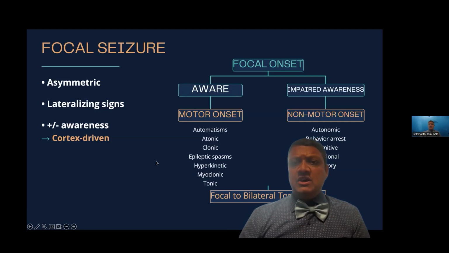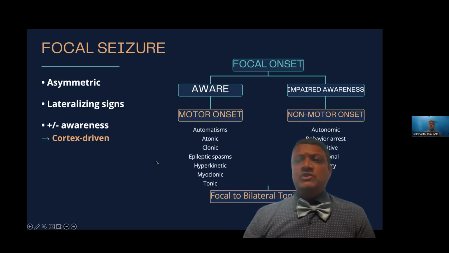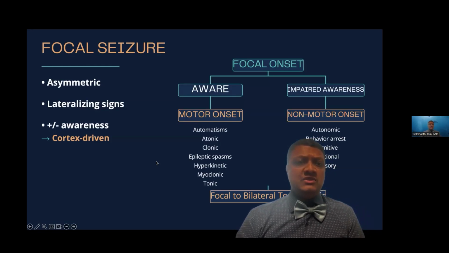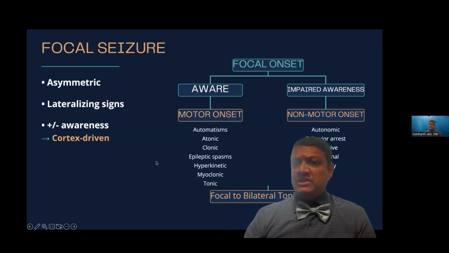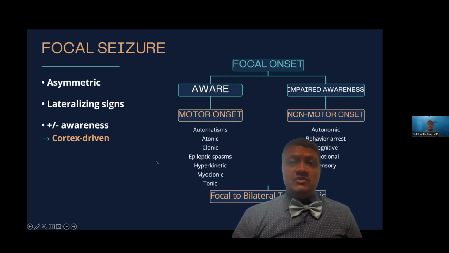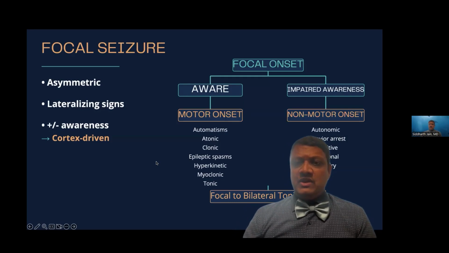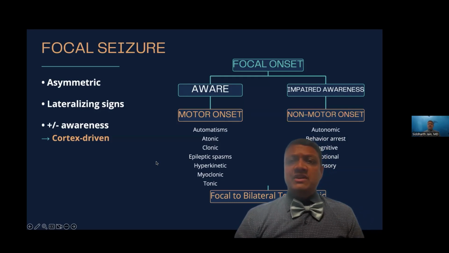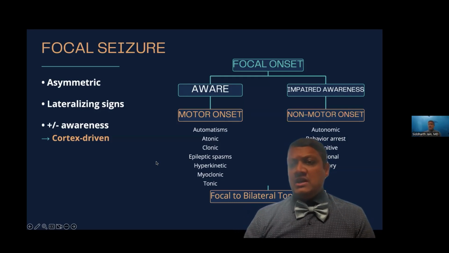As we discussed, focal seizures arise from networks limited to one hemisphere. They remain focal throughout, or they may evolve to what we call bilateral tonic-clonic seizures. Previously, we called them secondary generalization. We distinguish between focal aware seizures, where consciousness is preserved, and focal impaired aware seizures, where it's not.